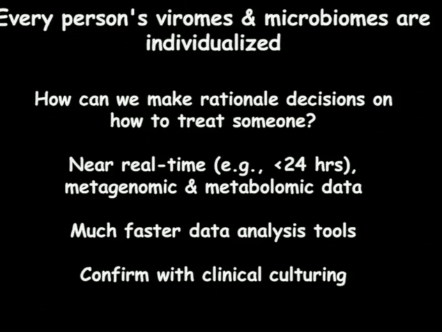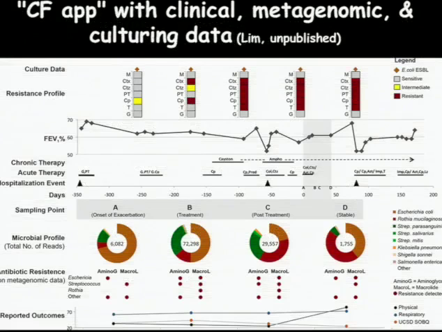The other major hang-up is the data analysis. I don't know if you've ever worked with these data sets, they can actually take you years to analyze. So we're trying to come up with tools that make this much faster. And none of this stuff is really validated for doing diagnostic sorts of things. So the way that you get around it is that you tell the clinical lab, based on what you see in your metagenomes, to go and do the typical culturing and so forth. And this is the sort of thing that we're building.